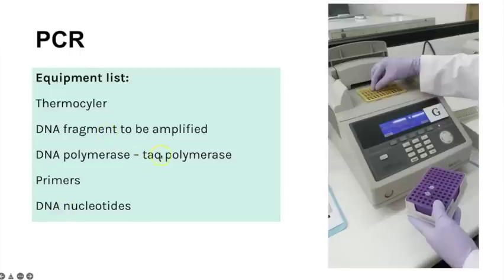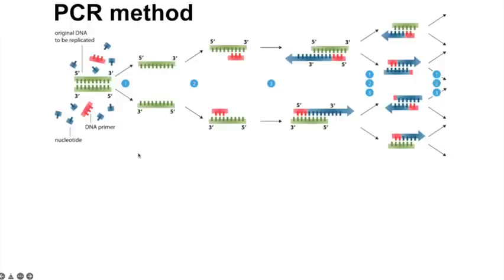Now, this bit here where it says Taq polymerase, this is referring to the fact that this DNA polymerase is actually taken from bacteria which can survive in extreme temperatures. And that is because this machine is run at very high temperatures. So we need to have a DNA polymerase version which isn't going to denature at high temperatures.